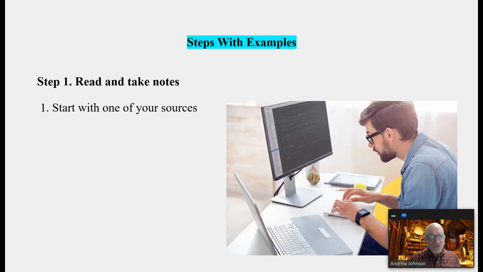So let us look at the steps, and I will show you some examples here. Step one, of course, is to read and take notes. You start with just one of your sources, and I'll show you how to do this. But you cannot skip step one, meaning that you have to read critically and take notes. Some people try to take shortcuts here by just highlighting and writing from their highlighted articles or books. A shortcut here always ends up to be a long cut. Read and take notes is imperative.